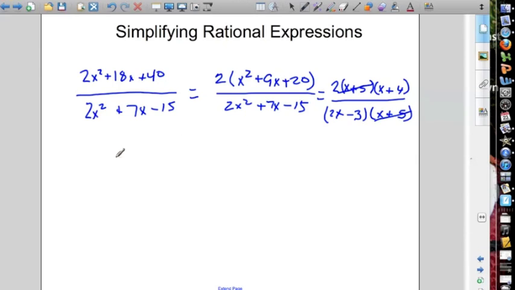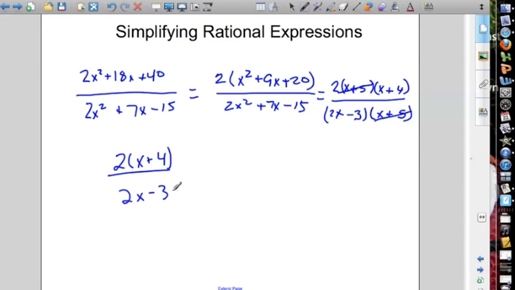And so what I'm left with is 2 times x plus 4 over 2x minus 3. Again, I cannot cancel here because the 2x minus 3 is all together there. If I could pull out a 2 from here, then I could cancel because it'd be with multiplication.